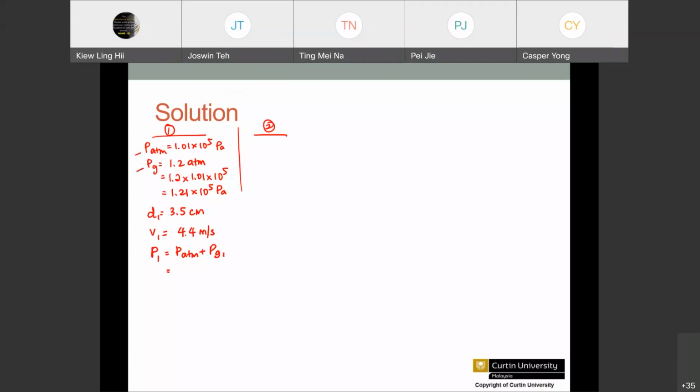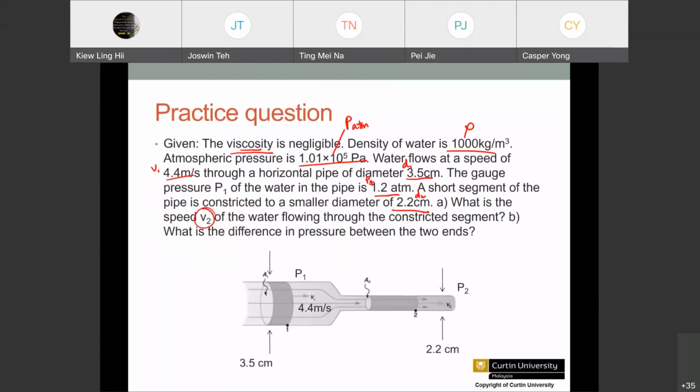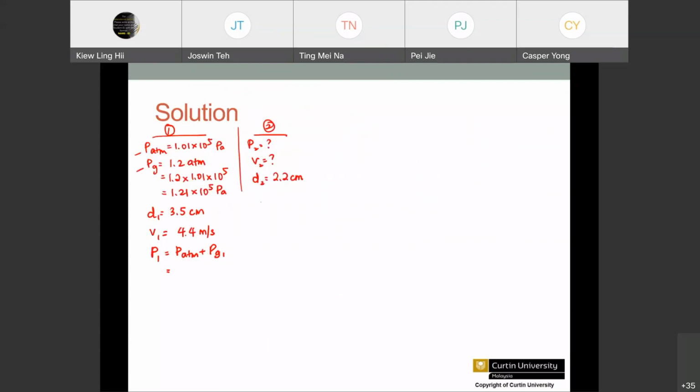Okay, now let's look at point 2. P2 is unknown. V2 is also unknown. What do we have? We have D2, which is 2.2 centimeter. And based on our diagram, point 1 and point 2, we can assume that they are at the same elevation, because the height difference is not much. So we assume both of them are at the same elevation.